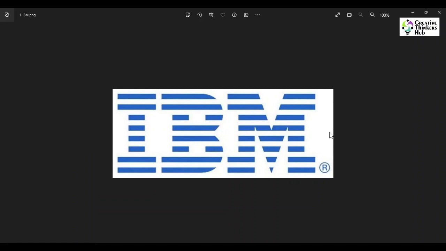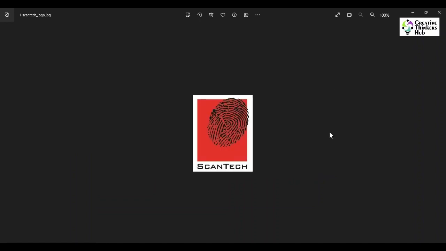Then the next is Scantech. Scantech is a biometric company, and this logo was designed by me, where the red is the symbol of the scanner with the fingerprint on top, and it says protect your identity, protect yourself.